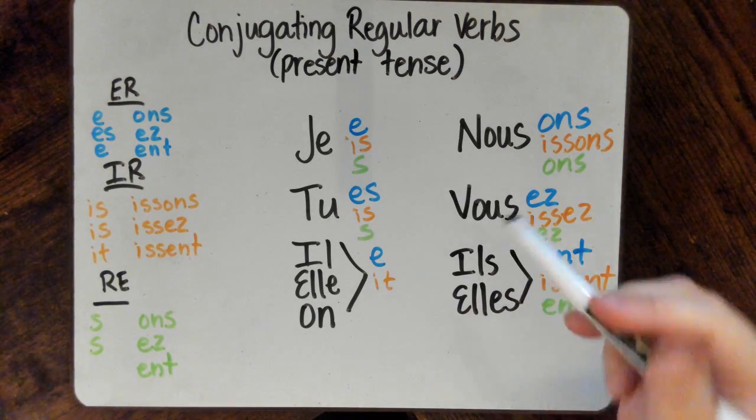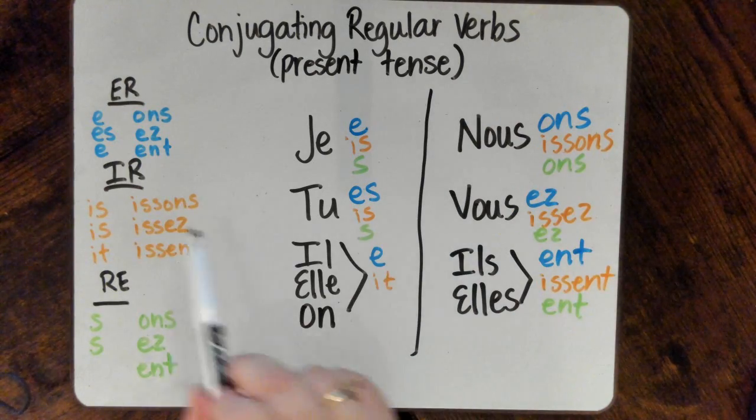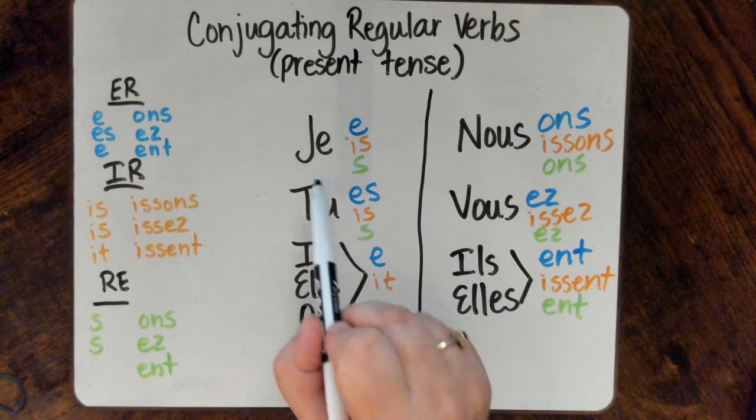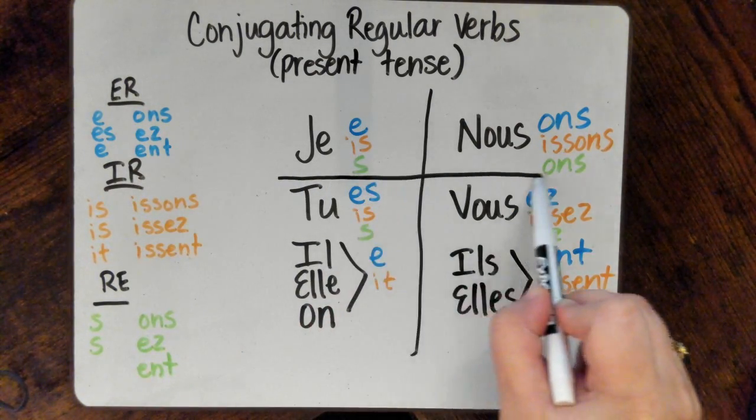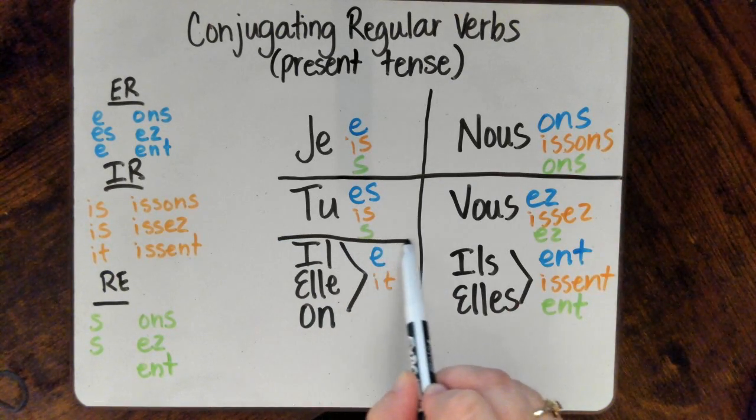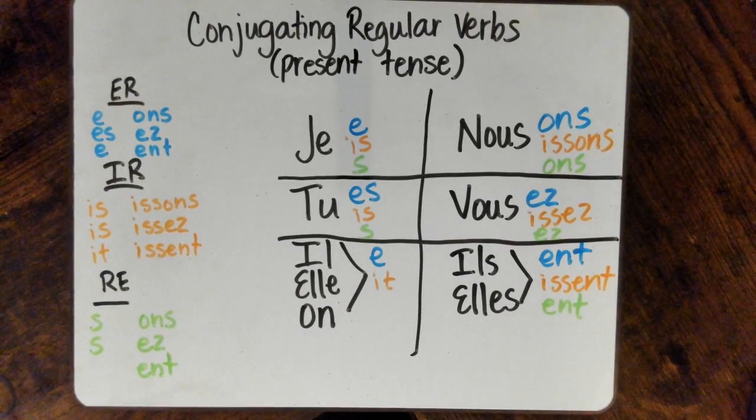So I know this is a lot of endings to memorize, but if you memorize them in groups like this, I think it's not as difficult. Okay, so the blue ones are the endings for ER verbs, the orange ones are the endings for IR verbs, and the green ones are the endings for RE verbs. So now let's put these into a sentence.